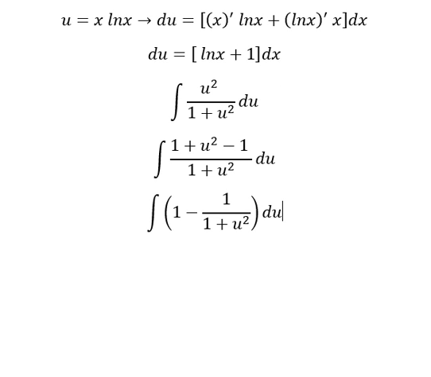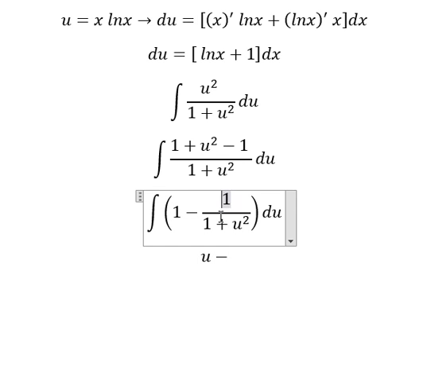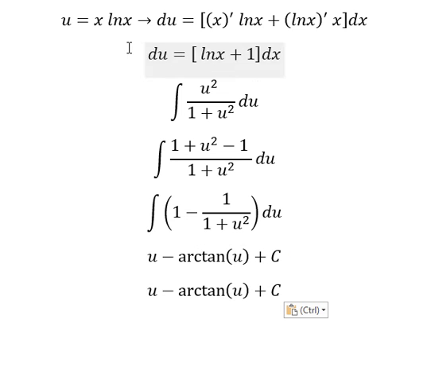And we got the final answer. The integral of number 1 you get u. The integral of this one you get arctan of u. And we put c, that's the constant. About u, that's this one.